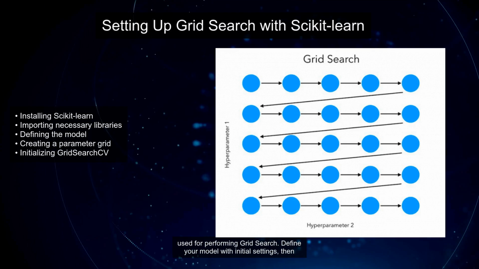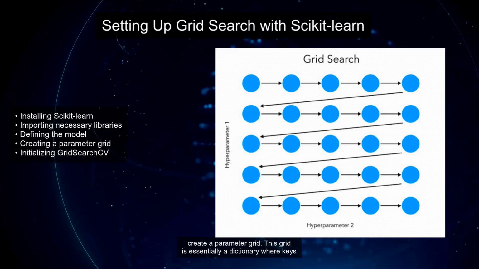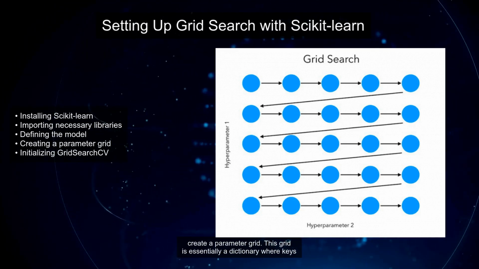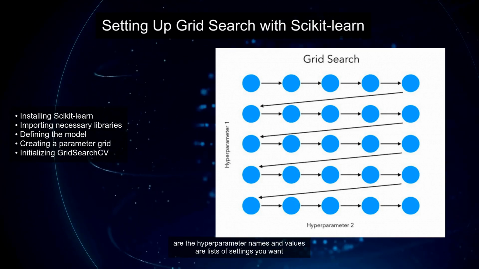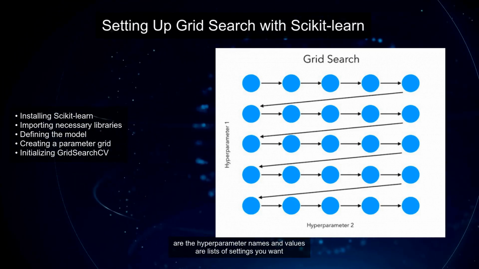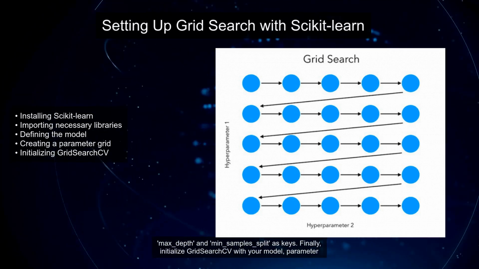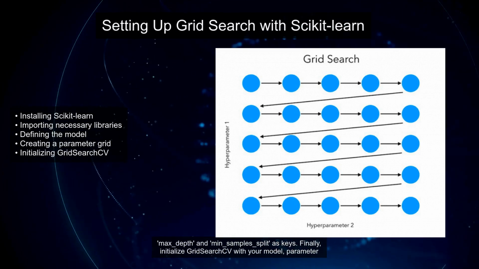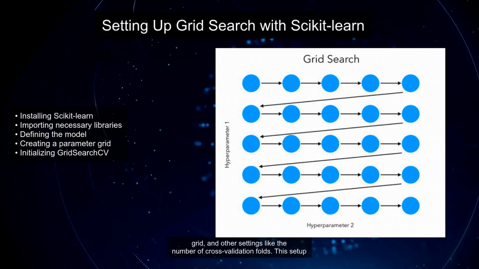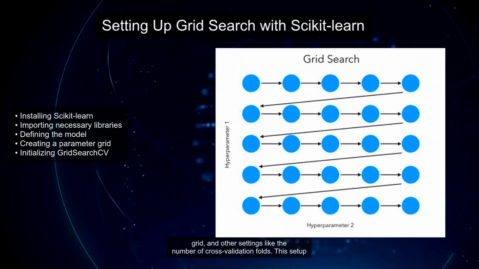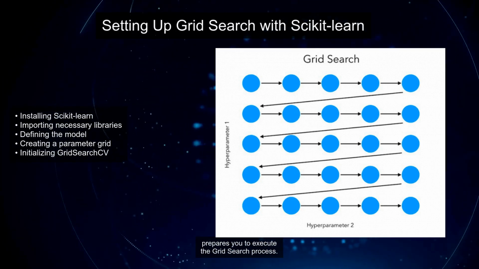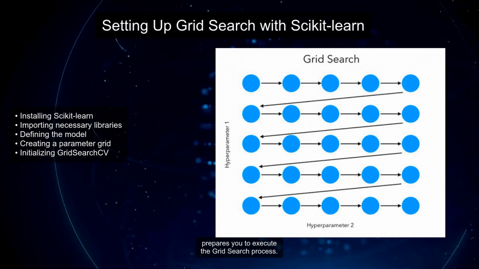Define your model with initial settings, then create a parameter grid. This grid is essentially a dictionary where keys are the hyperparameter names and values are lists of settings you want to try. For instance, if using a decision tree, you might include max_depth and min_samples_split as keys. Finally, initialize grid search with your model, parameter grid, and other settings like the number of cross-validation folds. This setup prepares you to execute the grid search process.